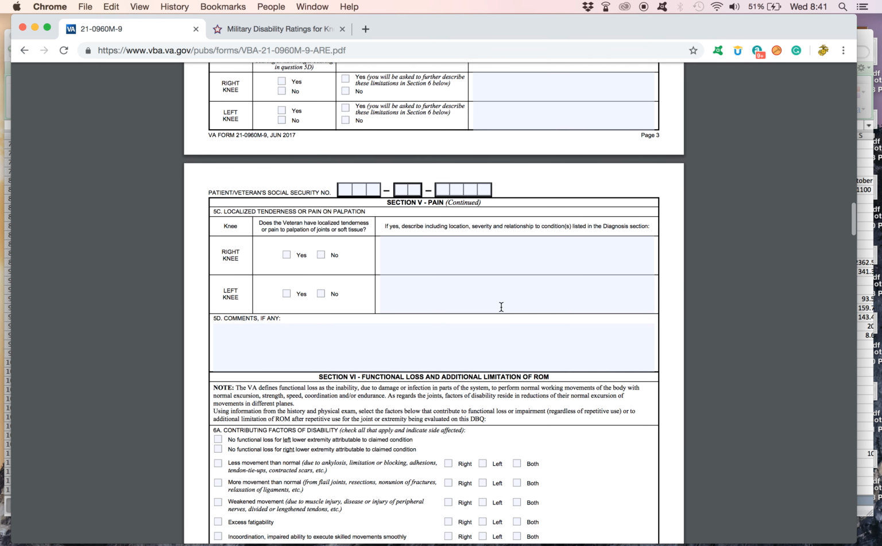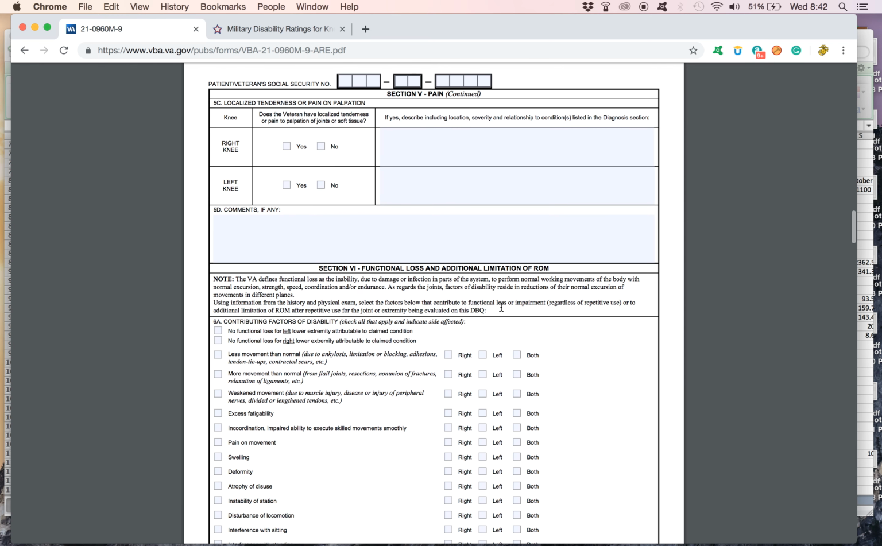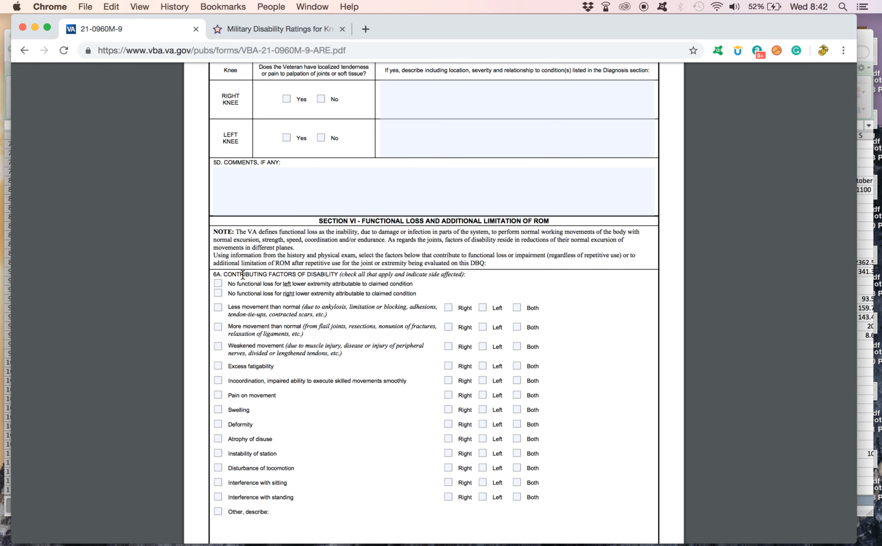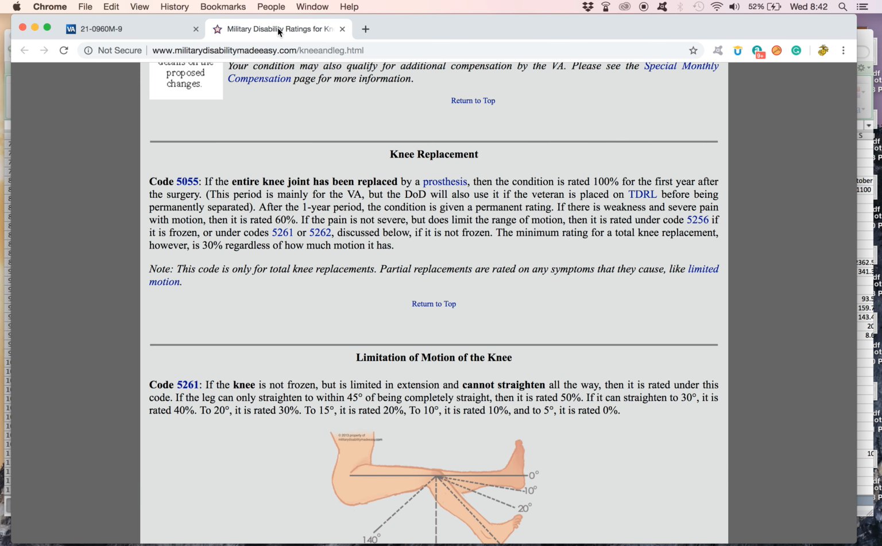And pain could get filled out regarding whether it's active, passive, or repetitive, based on the repetitive testing. So when they tell you pain doesn't get rated, pain does, yes. At some point in the DBQ it gets mentioned, and you get to describe it, and this DBQ will get you what you need. Now, whether you have a functional loss or additional limitation of ROM, the doctor would fill the rest of this out. So again, like I was explaining earlier, with the knee, there's so much.